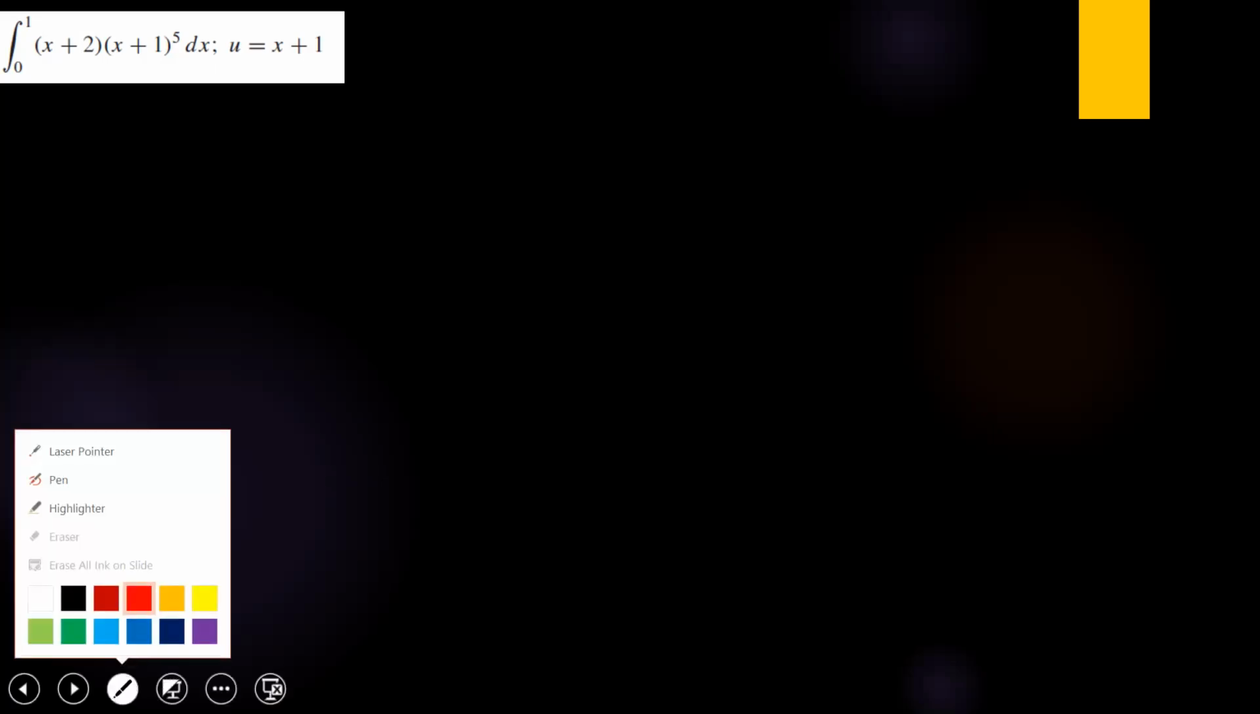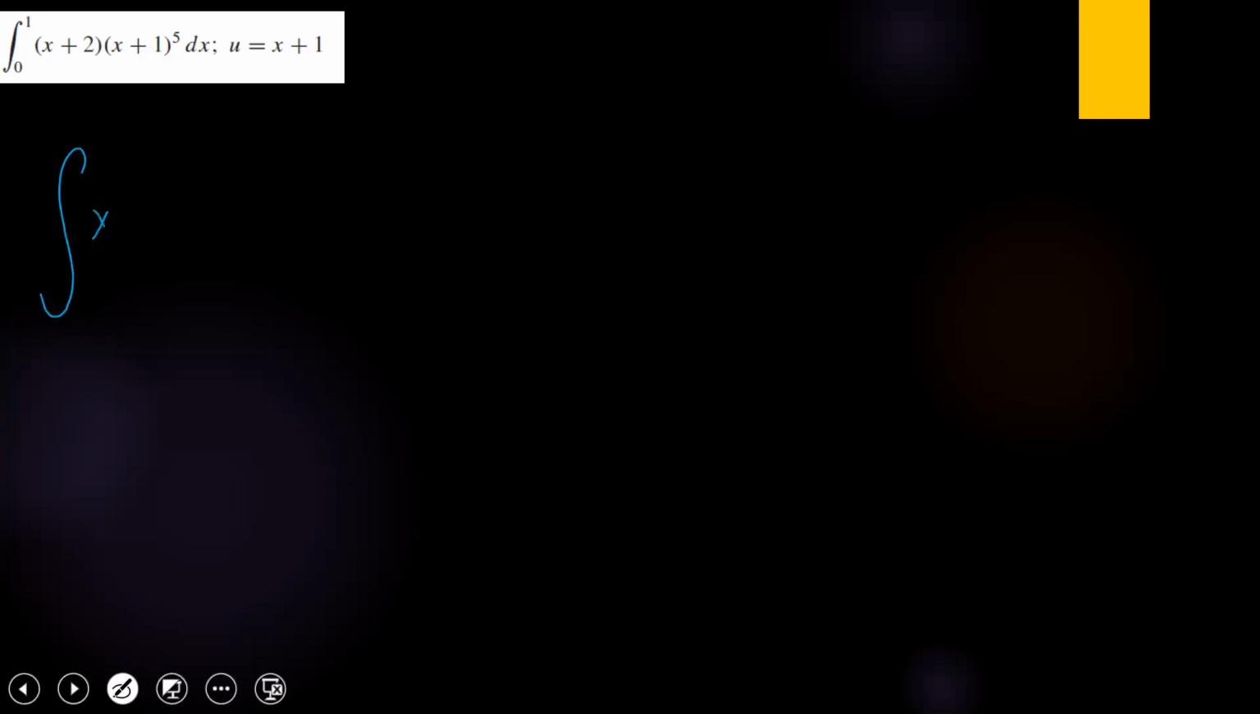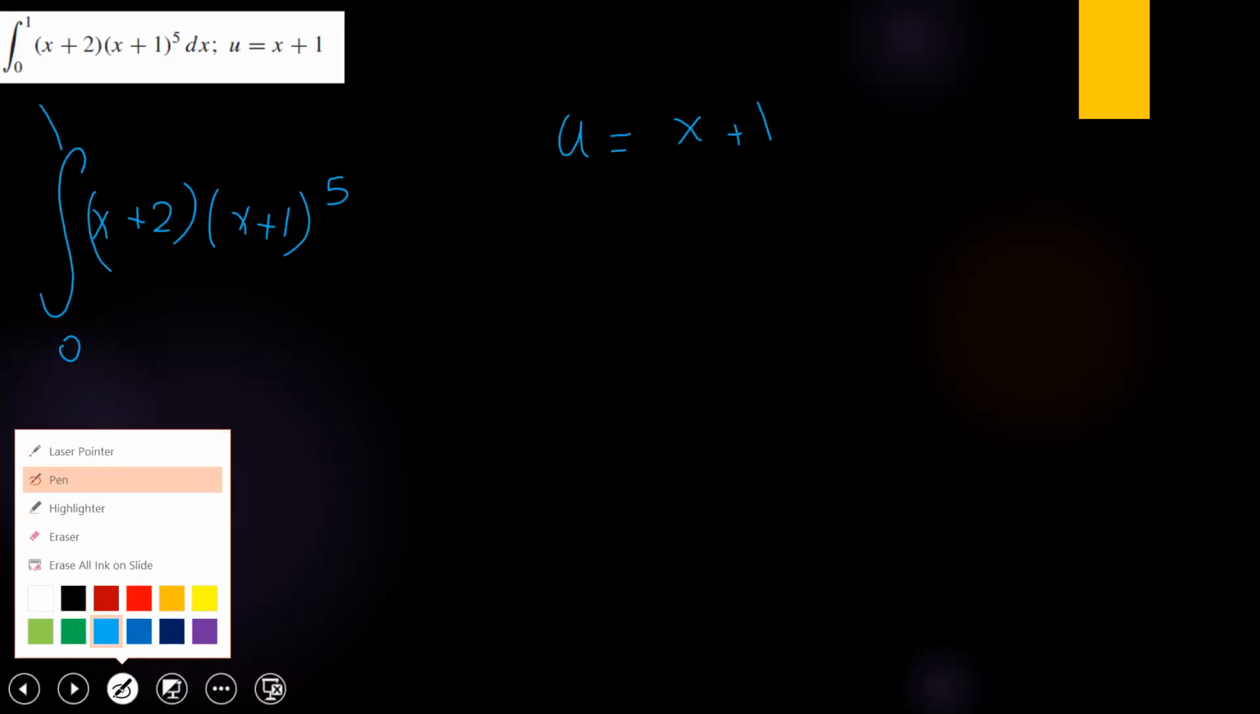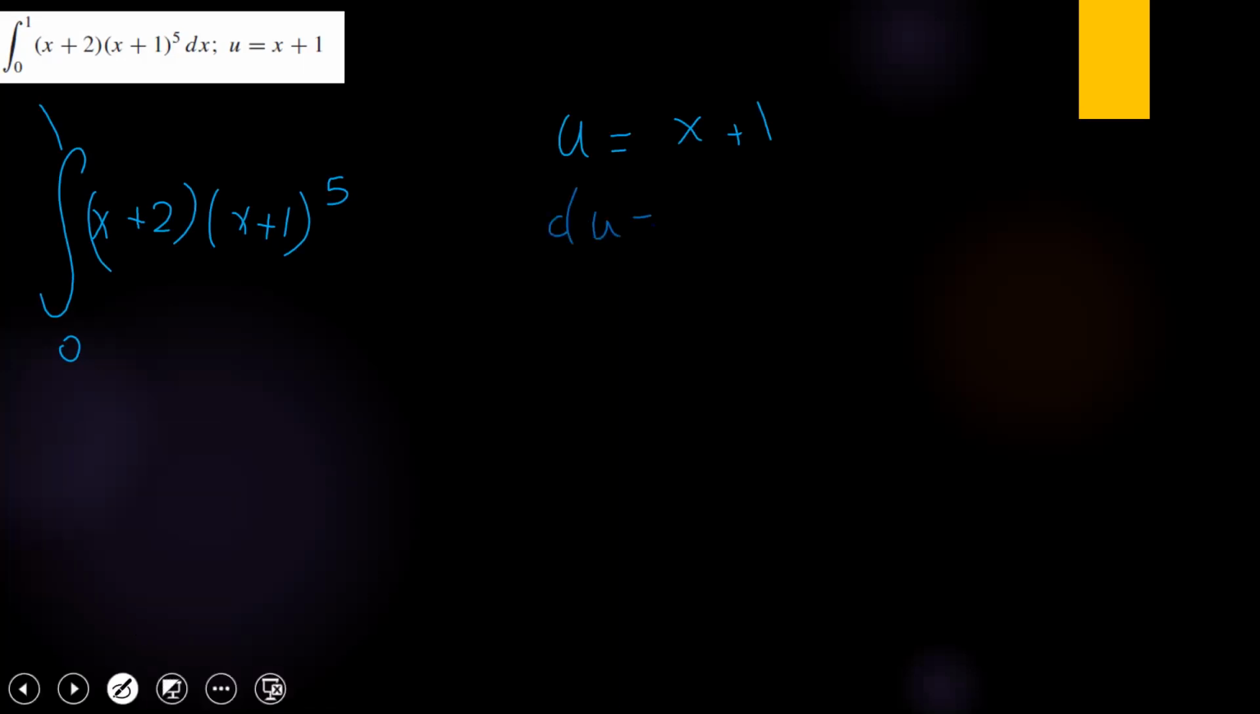Now, x plus 2 times x plus 1 to the power 5 from 0 to 1. And I want you to assume that u is x plus 1. So if u is x plus 1, so what is du? It is 1 dx. So here du equals dx.